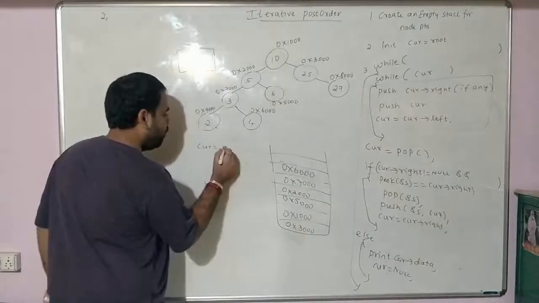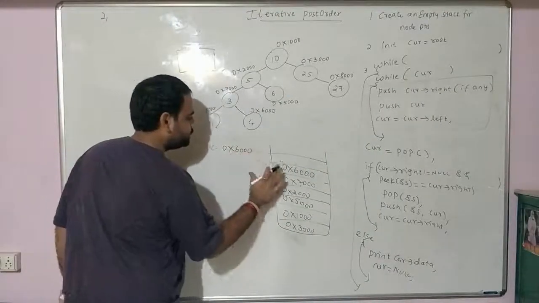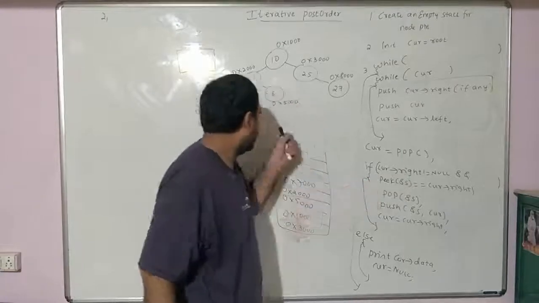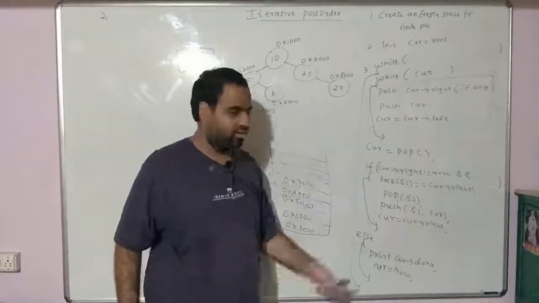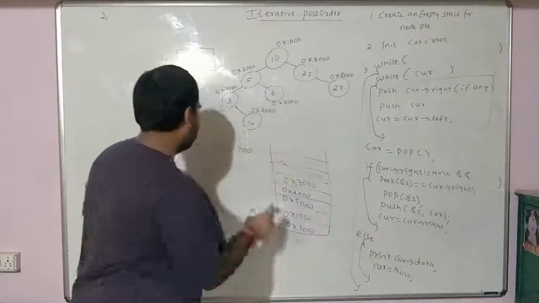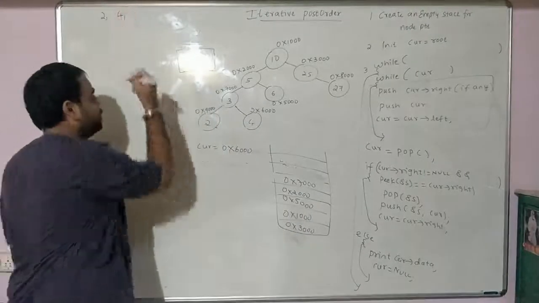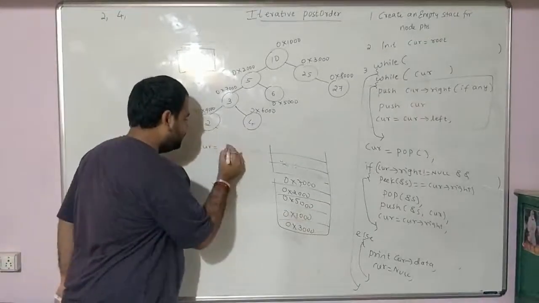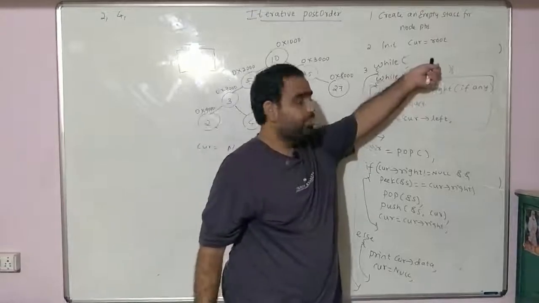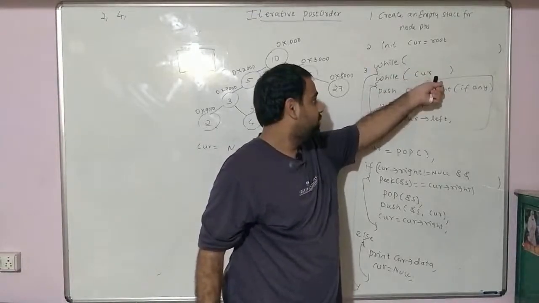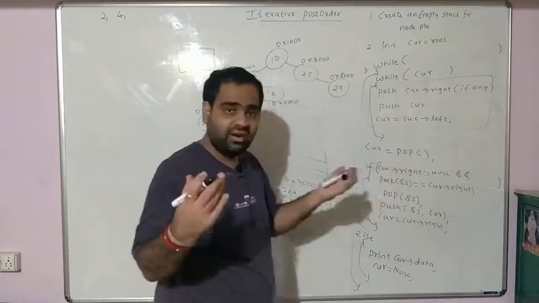Current equal to pop. What do you pop? You pop 6000 from the stack. Okay. 6000 arrow right, it is null. Null not equal null is false. Do not execute this. Print current arrow data. 6000 arrow data is 4. 4 is printed. Set current equal to null. Current becomes null. Go back, assume the condition is true. Current is null. Do not execute anything.